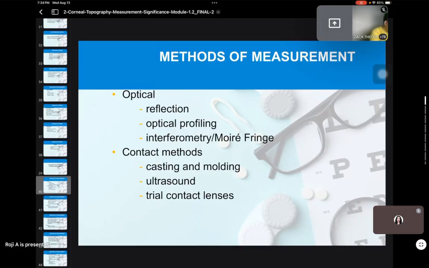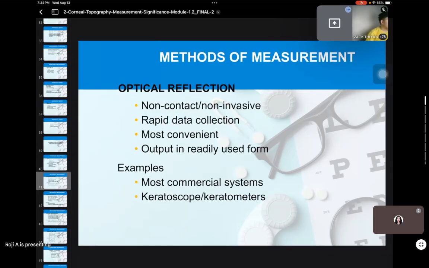Always happy. Yeah. Okay. Next, you have your contact methods by casting and molding, ultrasound, and trial contact lenses. From the word contact, the key word there is contact. Correct, Zach? Correct, Randale? All right. Next. Optical reflection is non-contact, non-invasive, with rapid data collection, most convenient, and the output is readily used. Examples are a keratoscope or the keratometers that you guys are using, correct?